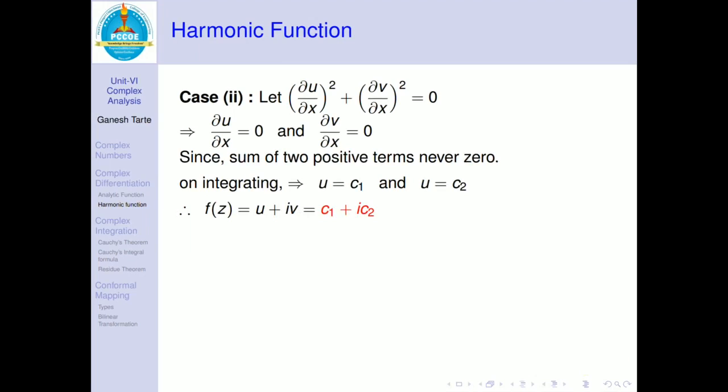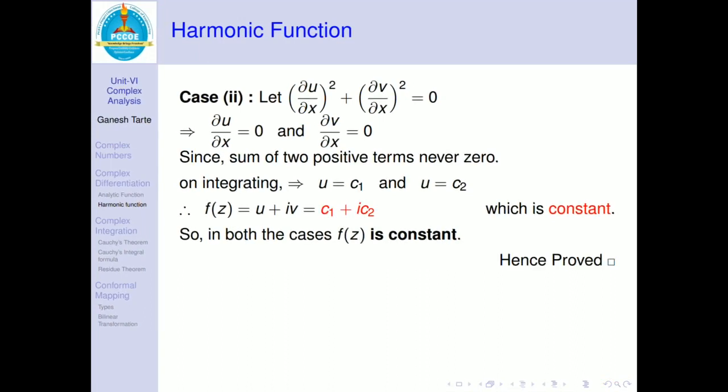But we know that i is also a constant, so c1 is constant, c2 is constant, i is constant, so we get f of z as a constant. So in both the cases, we proved that f of z is constant, and hence this is the proof of this example: if a given analytic function has constant modulus, then that function is constant.